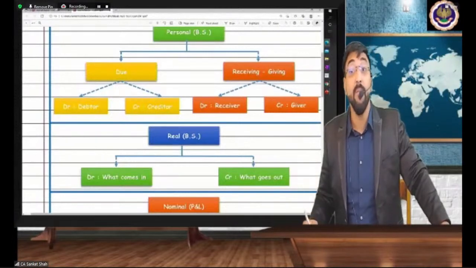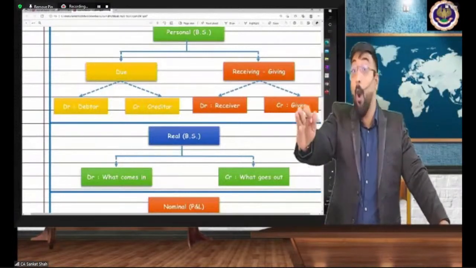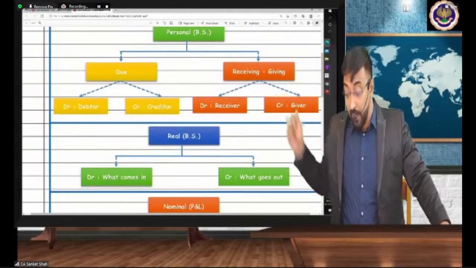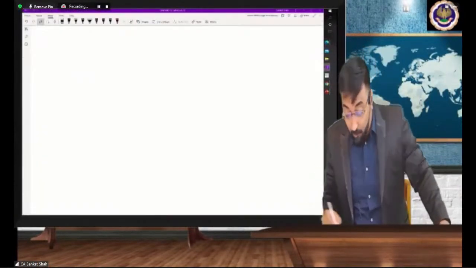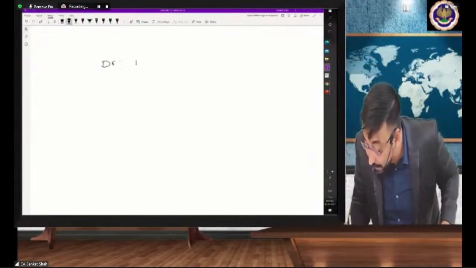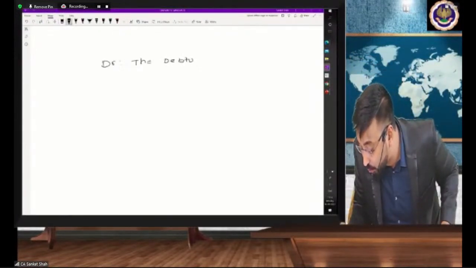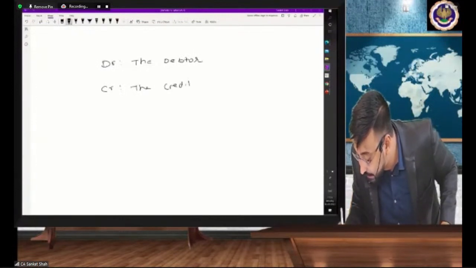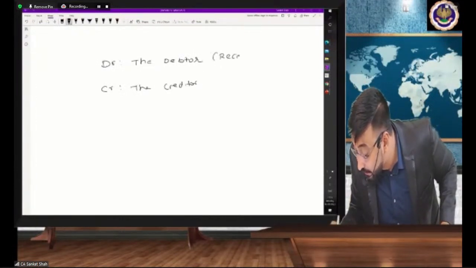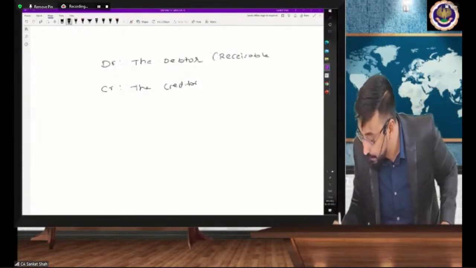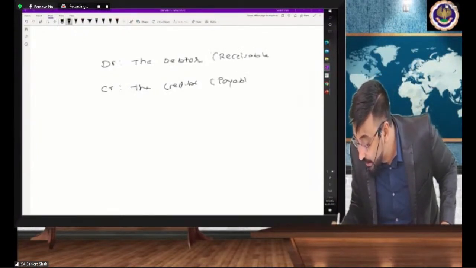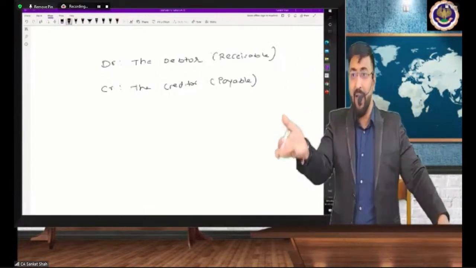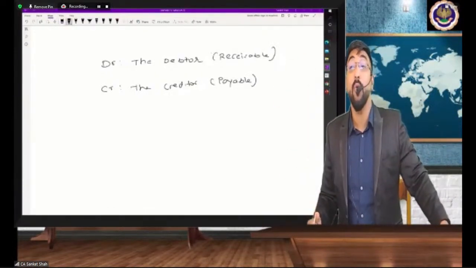So here in partnership, we will focus on the due rule. We are not focusing on the receiving-giving rule. So remember, in partnership, we have to focus on the debit the debtor, credit the creditor rule. Now, debtor means what? In simple language, it is receivable. And creditor means it is payable. Creditor means we have to pay him, and receivable means we have to receive from him.